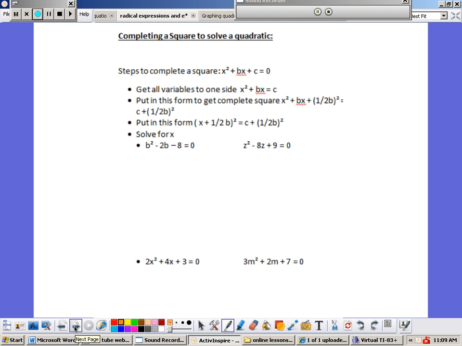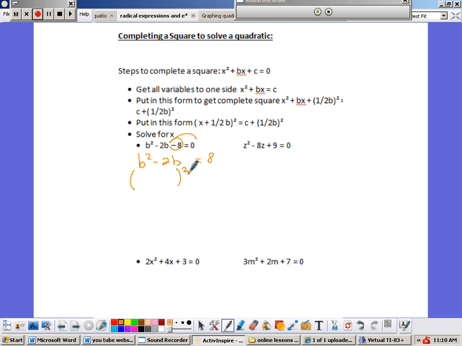Okay, completing the square to solve a quadratic. This formula is on your formula sheet. So you want to pull out your formula sheet, you want to look at it, and you want to make sure you can use it. Okay, you need to get all the variables to one side into x squared plus bx equals c. So first thing I'm going to do is move this 8 over. So I got b squared minus 2b equals 8. Now I have it in the right form. Put in this form to complete the square.